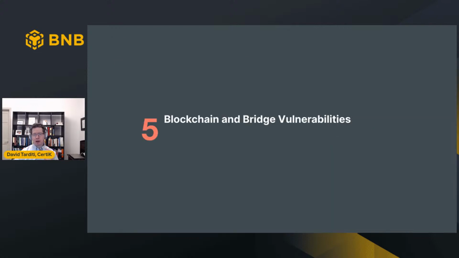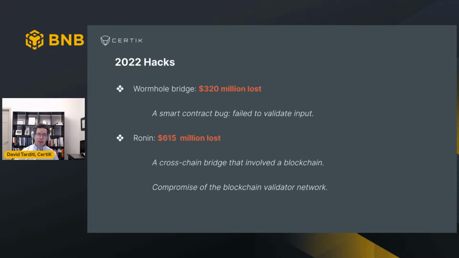So I'm going to talk now about blockchain and bridge vulnerabilities. These are ones that have been making it into the news a lot recently. There are 2 hacks in 2022 that were really notable. There was the Wormhole bridge, $320 million lost. The cause of that was a smart contract bug. They failed to validate input that one of the accounts you're transferring to was actually the valid one to transfer to. It was your account.